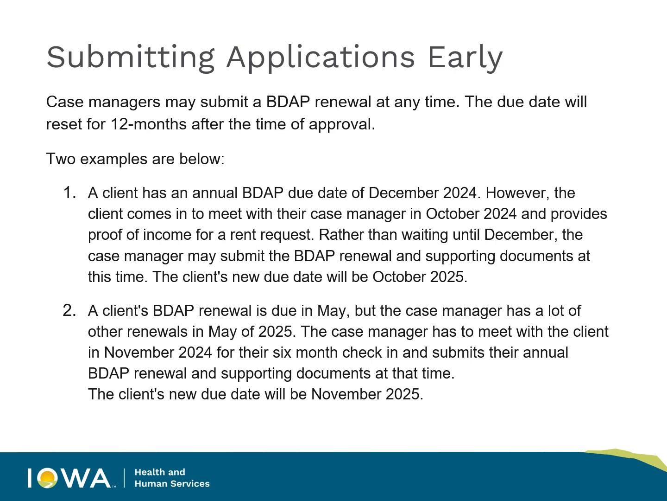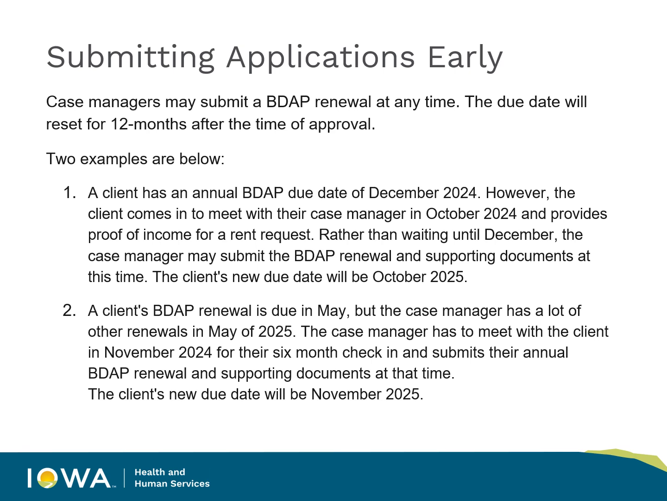Case managers may submit a BDAP renewal at any time. The due date will reset for 12 months after the time of approval. Here's a couple of examples. Let's say a client has an annual BDAP due in December. However, the client comes in to meet with their case manager in October and provides proof of income for a rent request. Rather than waiting until December, the case manager can submit the BDAP renewal early and in October. So the client's new due date will be October of 2025.